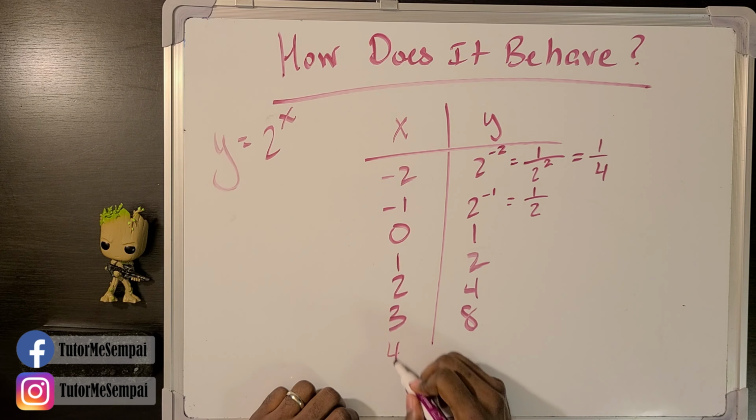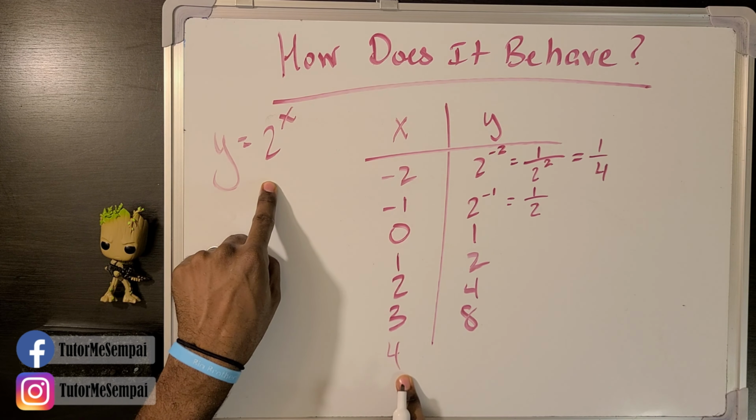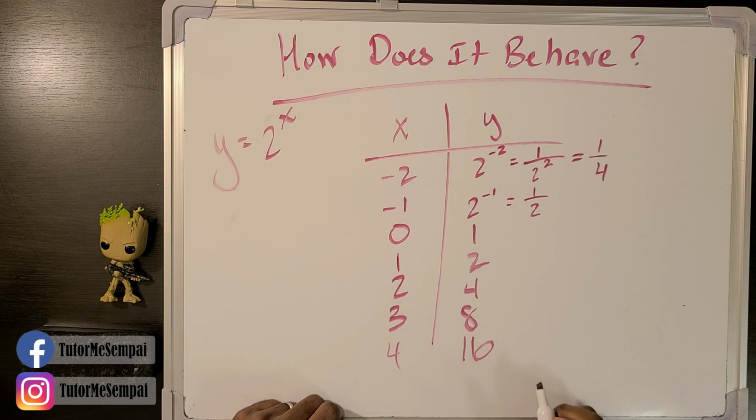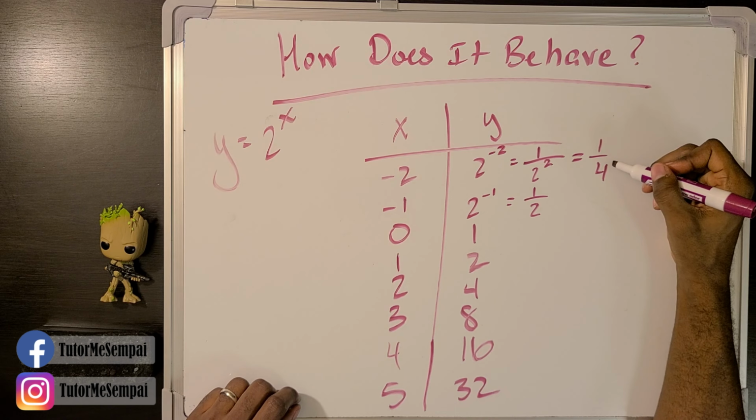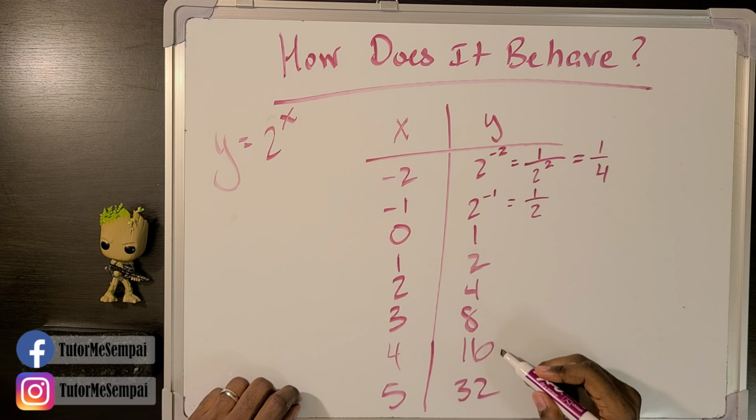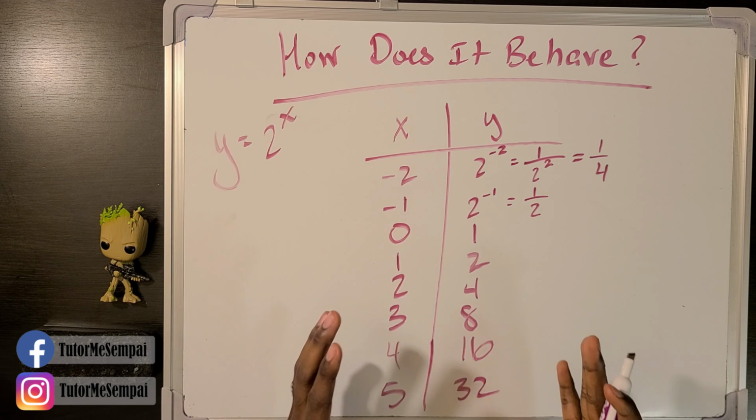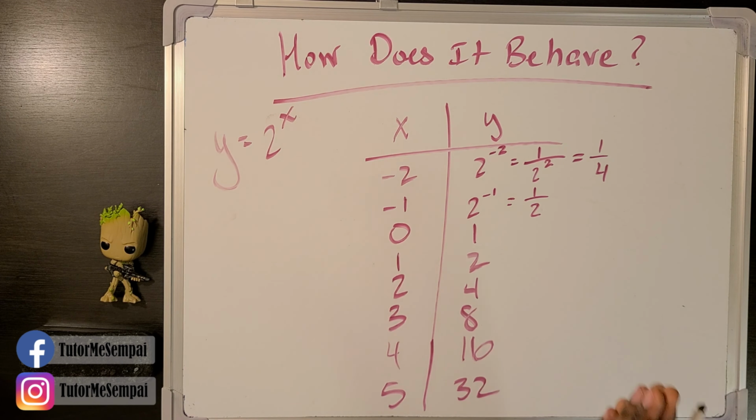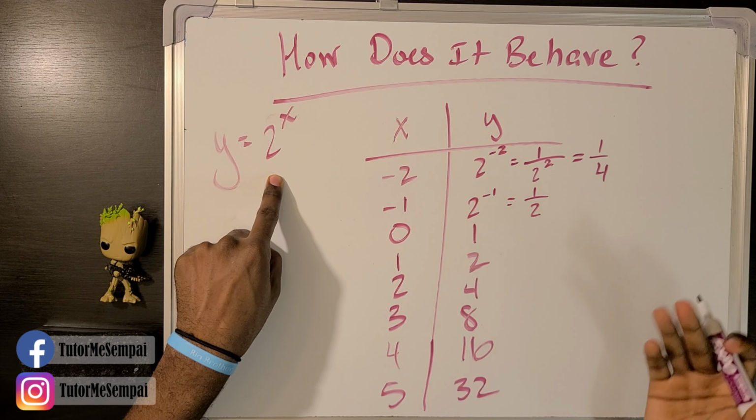And if we went even further, 2 to the 4th, that's going to give us 16. And let's say we have 5. 2 to the 5th, 32. So you start at 1/4 going to 1/2. Very small change. But now we're seeing 16 going to 32. That is a massive change. And it's just going to get bigger and bigger and bigger as x increases. So this is going to be how anything greater than 1 is going to work.